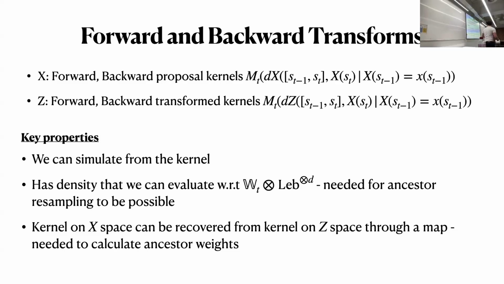From the Z space through some map. So we need to be able to take our corresponding transformed kernels on the Z space and apply some map to get them to the X space. And we need to be able to access this map so we can actually do this, so that we can calculate the ancestor weights.